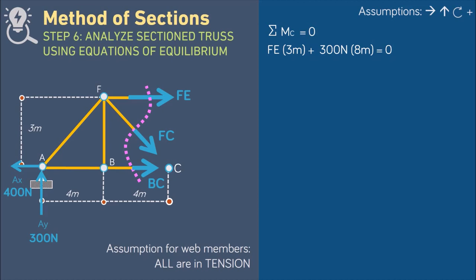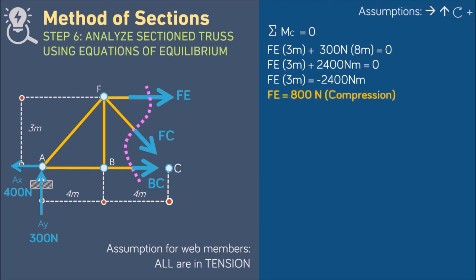So again, we're going to proceed with simplifying this whole equation, until we come up with FE being equal to negative 800 newtons. It's negative, meaning our initial assumption that it is acting in tension in our free body diagram is not correct, and that actually it is acting in compression.